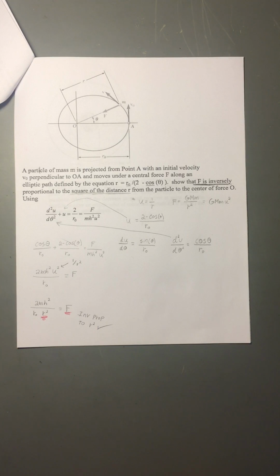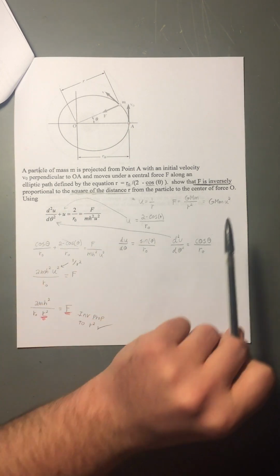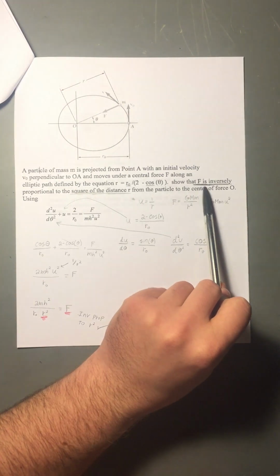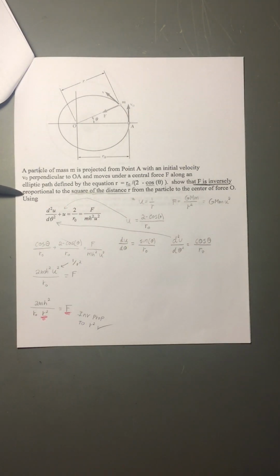On this problem, we're not given any actual values or numbers to plug in. What the question wants us to find is the relationship between the force and the distance. And so we're supposed to show that F, the force, is inversely proportional to the square of the distance r from the particle center here. And then the problem also gave us this equation here.